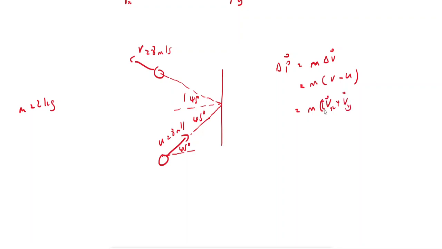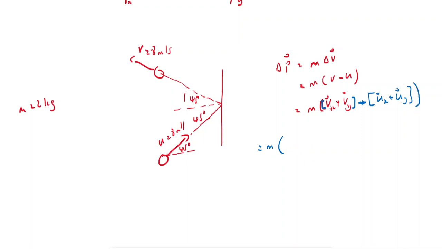So that's just vx. Let me use a different color to color this. Then afterwards this is going to be plus vy, and then there's a minus, which is this minus. What is u? u will have the x component plus the y component. These are vectors as well. So let's just do that. This is going to be equal to m, and then you close the whole bracket.